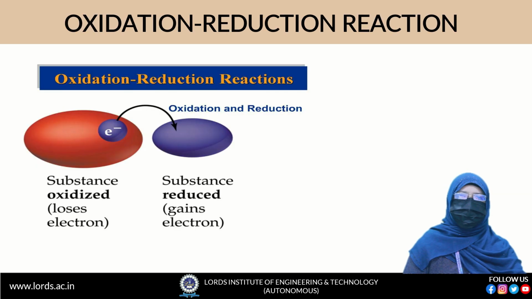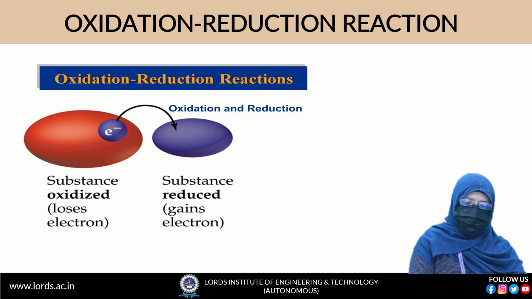As we discussed, electrochemistry is the branch which deals with chemical energy to electrical energy. So what is meant by chemical energy? Here chemical energy is nothing but oxidation and reduction reaction. What is meant by oxidation and reduction reaction? Oxidation and reduction together are referred to as redox reaction.